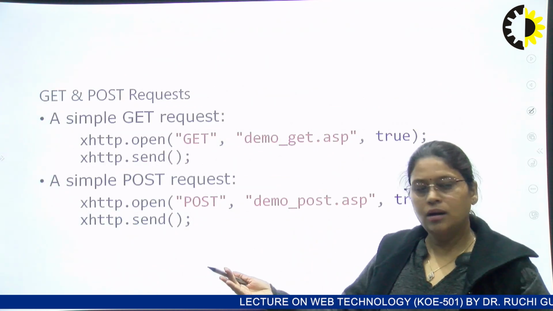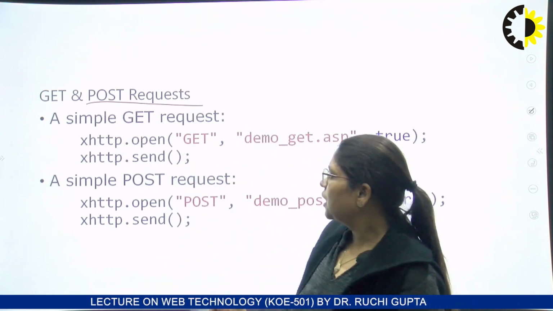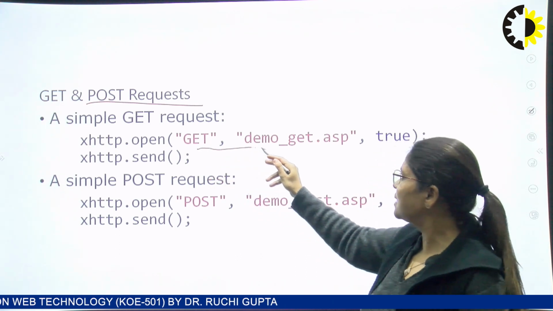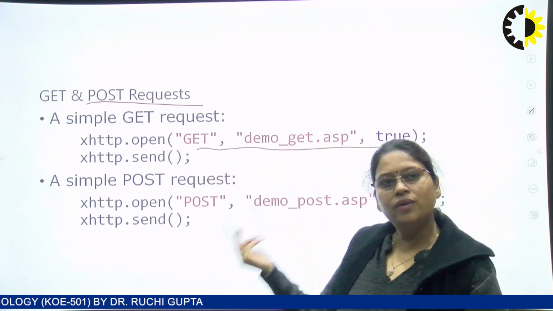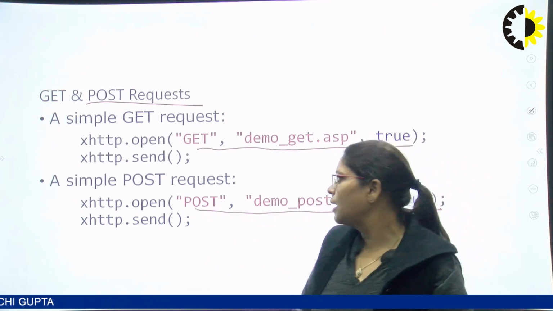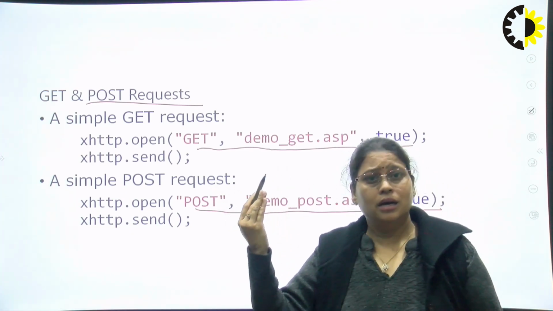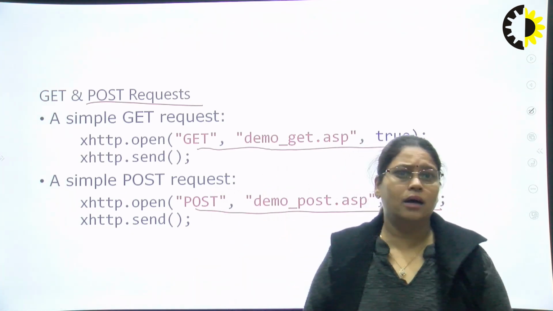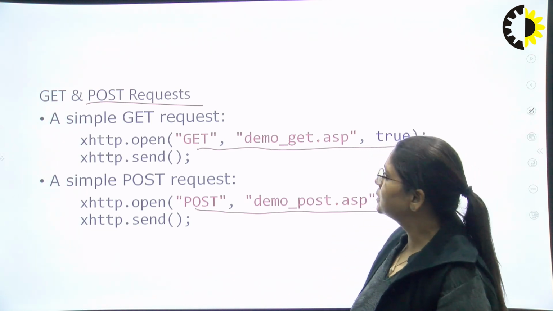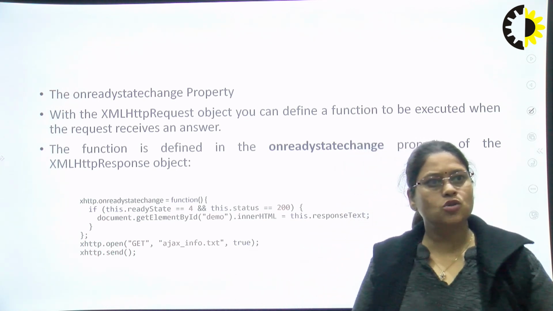Similarly, we are using two request methods here, GET and POST. If we are using the simple GET method, then we have to take this sequence: GET, demo, true. If we are using the POST method, then we have to put the POST method here. In the POST method, we send additional content along with the request. So these are some syntax of using this XML HTTP request or response.